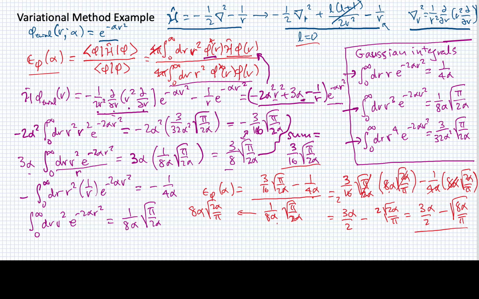But is it my final result? Well, remember in the variational principle, we have to find the value of alpha that minimizes the energy. So what we're going to do is go to the next page. I'll repeat this result that we got: 3 alpha over 2 minus the square root of 8 alpha over pi. And now what we need to do is take the derivative of this with respect to alpha and set it equal to 0. So we're going to find the optimal value of alpha.